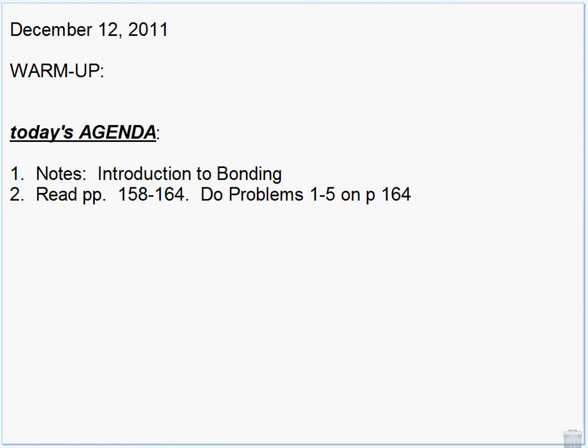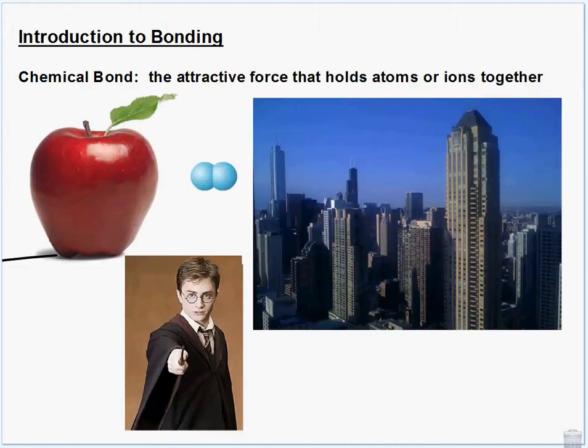So today, let's get to it. Bonding. Now, the chemical bond, the definition is the attractive force that holds atoms or ions together. We haven't really talked about ions. We've talked about atoms right here.